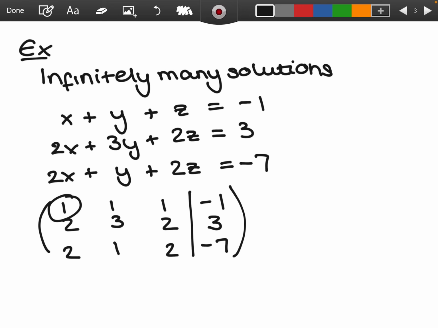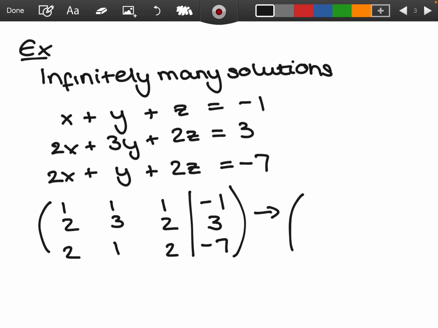Again, here I am very fortunate. I have a 1 in the top left-hand corner. That means that I don't have to worry about dividing that equation through by any non-zero constant, or have to swap 2 rows or anything like that, because my first equation has a first variable with coefficient 1.